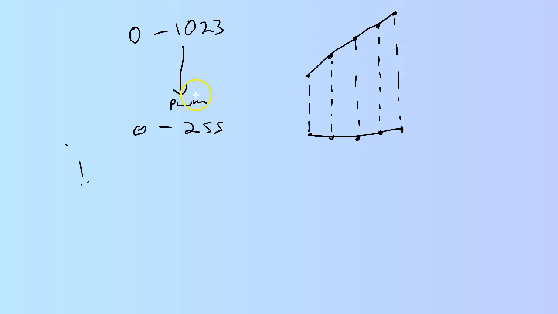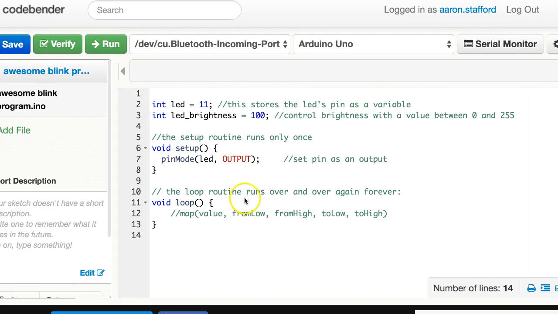Okay, and so this is essentially what the map function does. It takes a value along this line and finds the corresponding value along this one. So if this is like a quarter of the way along, then this right here represents a quarter of the way along too. Okay, so let's go ahead and see how this works.